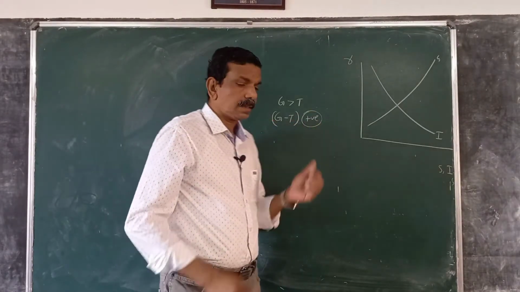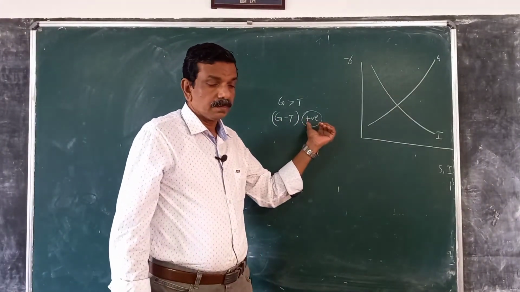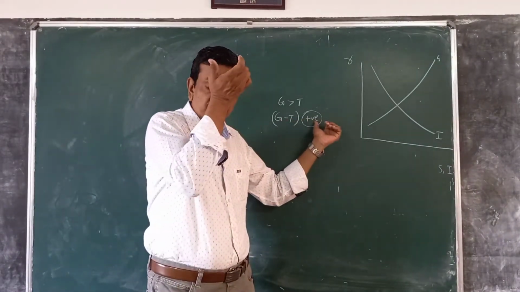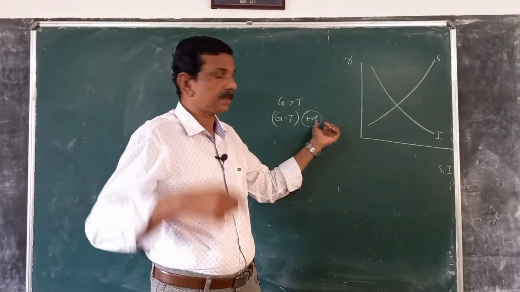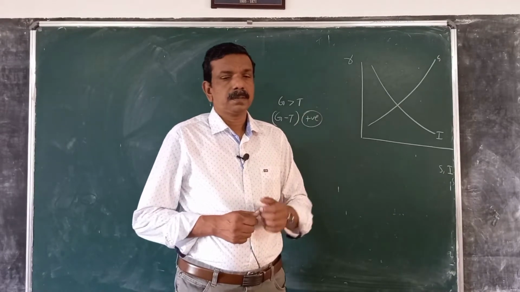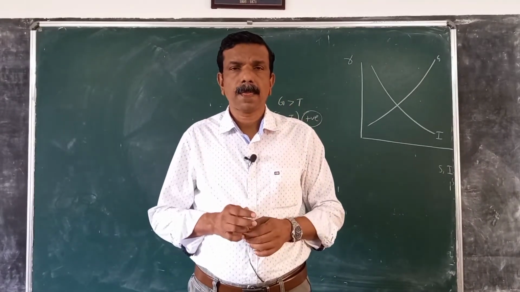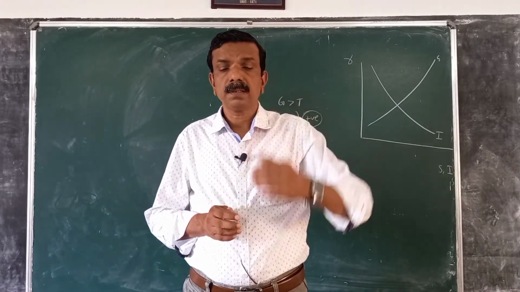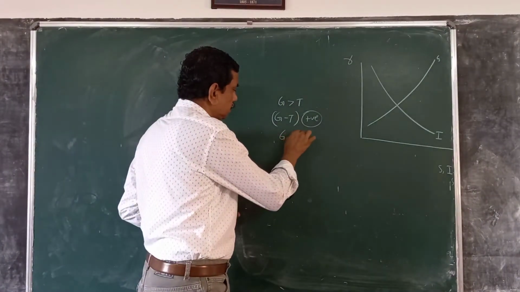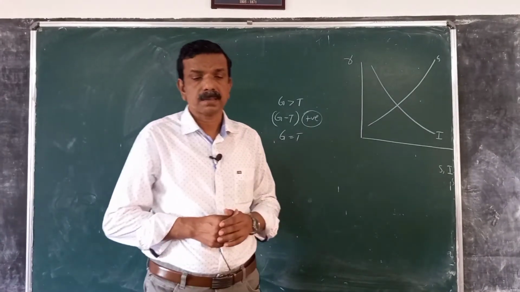If G is greater than T and G minus T is positive, it is what is known as the government or the budget deficit, G exceeding T is the deficit. Now we assume that before the increase in government spending, G was equal to T. That means the budget was initially balanced.